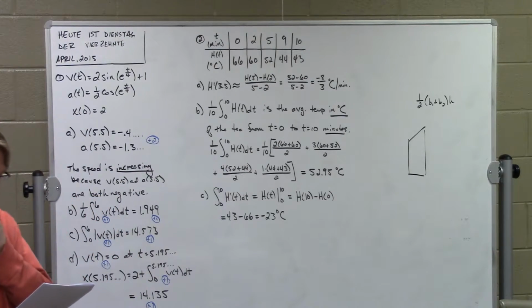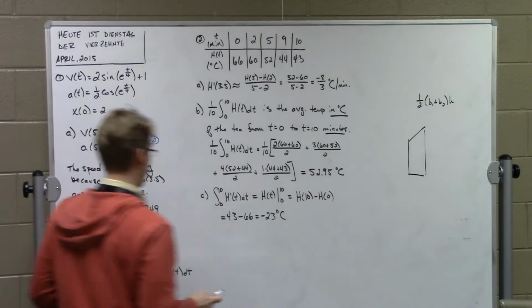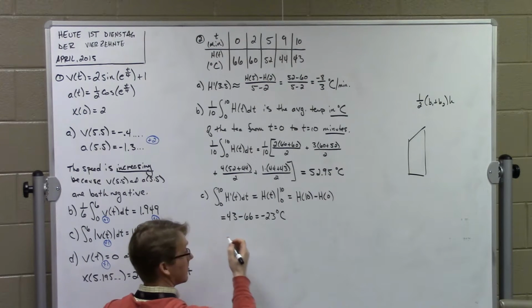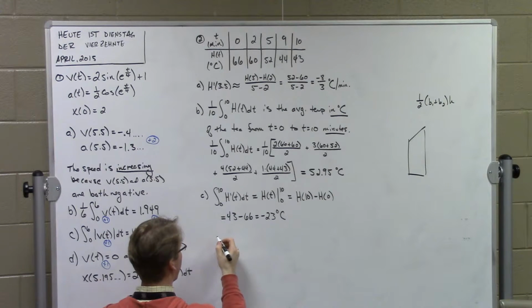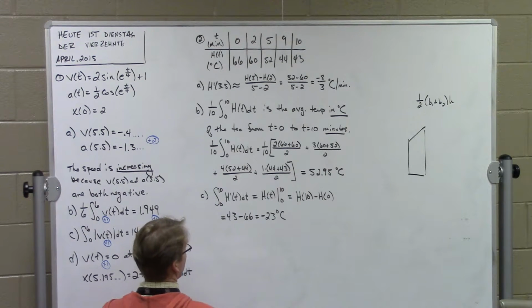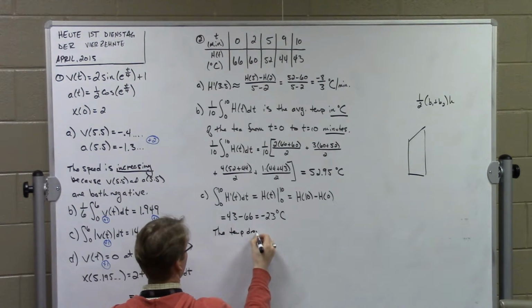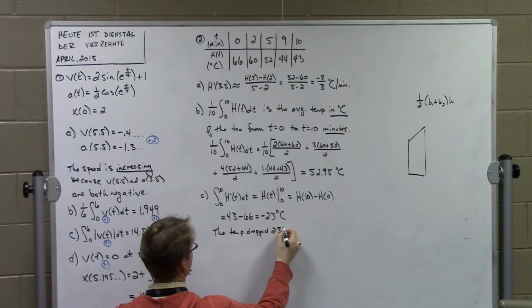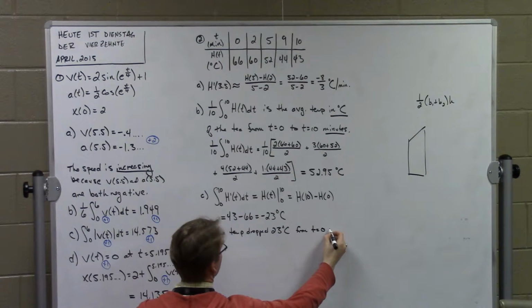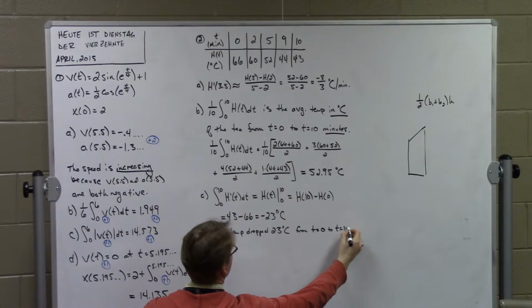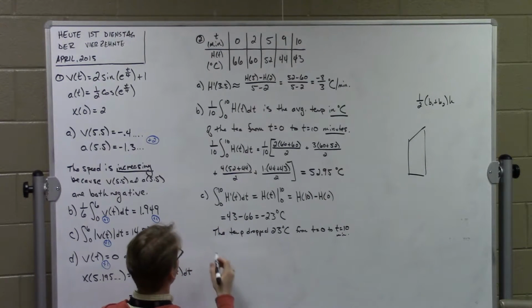Using correct units, explain the meaning of that. Alright, what's the meaning? The meaning of that is the change in degrees Celsius from t equals 0 to t equals 10 minutes. Good. The temperature dropped 23 degrees Celsius from t equals 0 to t equals 10 minutes.